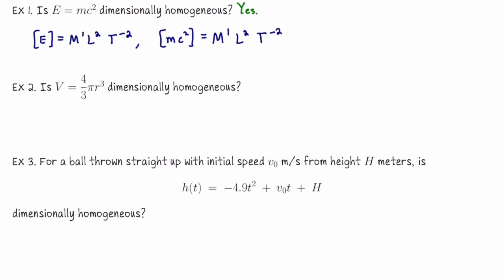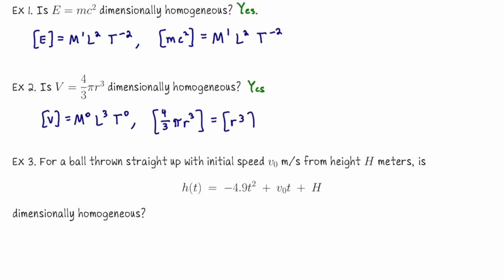Next one is just the volume of a sphere of radius r. Kind of mentioned this with volume already, so yes, it is dimensionally homogeneous. On the left-hand side, we have M to the 0, L cubed, T to the 0. And then on the right-hand side, let me write 4/3 pi r cubed in square brackets. 4/3 is a number, pi is a number. These are dimensionless quantities, they're just numbers. So this is equivalent to finding the dimensional analysis for r cubed, which is the same as on the left, so that's M to the 0, L cubed, T to the 0.